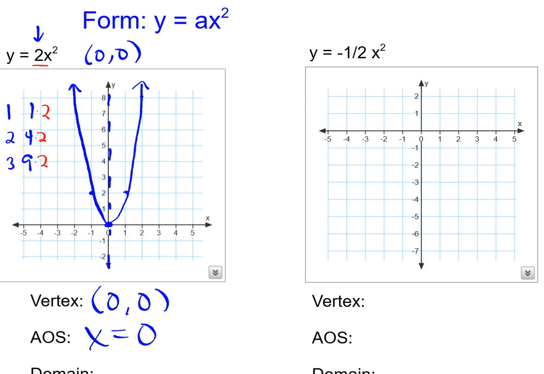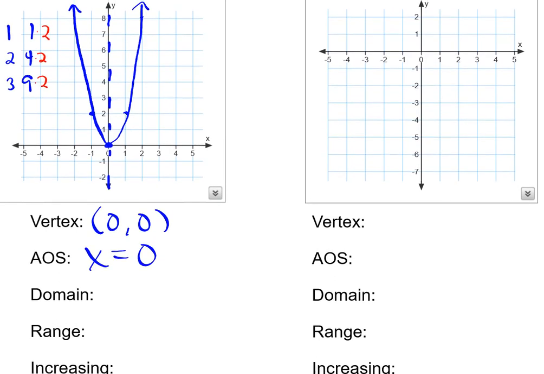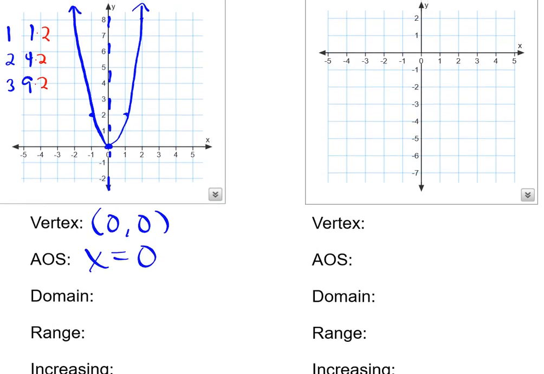We answered the vertex and the axis of symmetry. Now we want to talk about the domain. Well, the domain is all the possible values for x. And since this is a quadratic function, the domain is all real numbers. We can plug in any number for x. If I plug in 5 into that equation, I'm going to get a value.